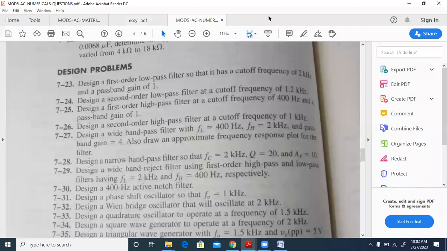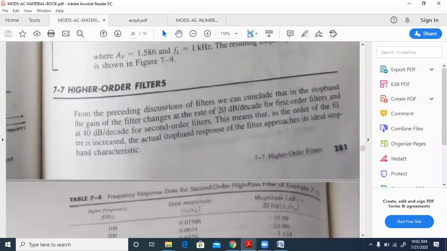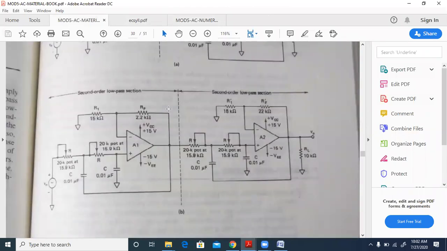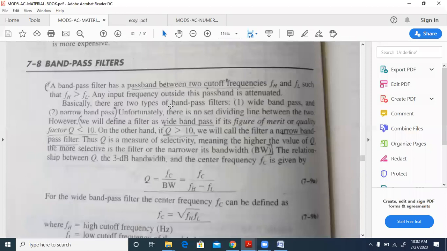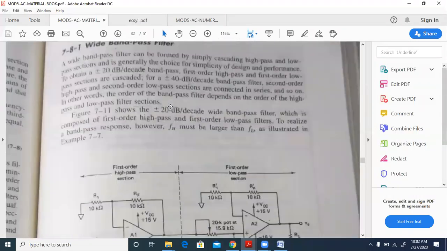Fine. Then we will go for the next one, that is 7.27. Design a wide band pass filter with FL equal to 400 hertz, FH equal to 2 kilohertz, and a pass band gain of 4. Also draw an approximate frequency response plot for the filter. Okay, this is what we have here, wide band. So let us see the wide band filter. Higher order we don't have. Band pass in this wide band filter.